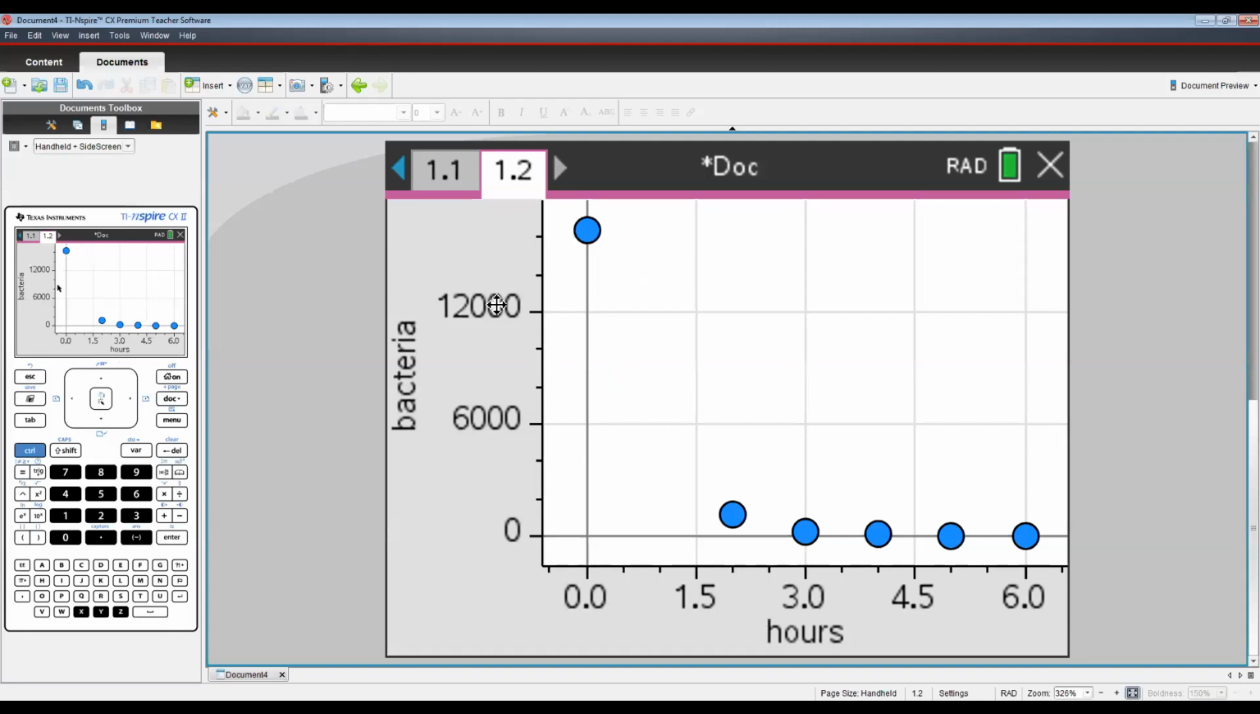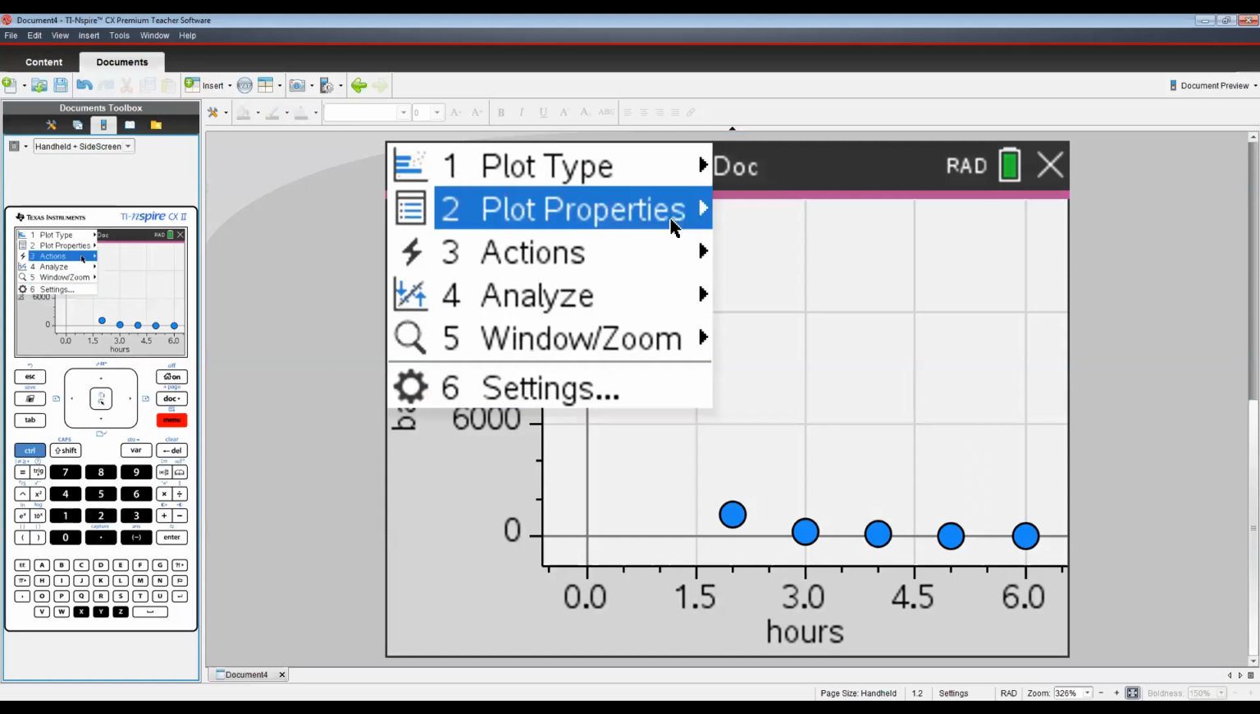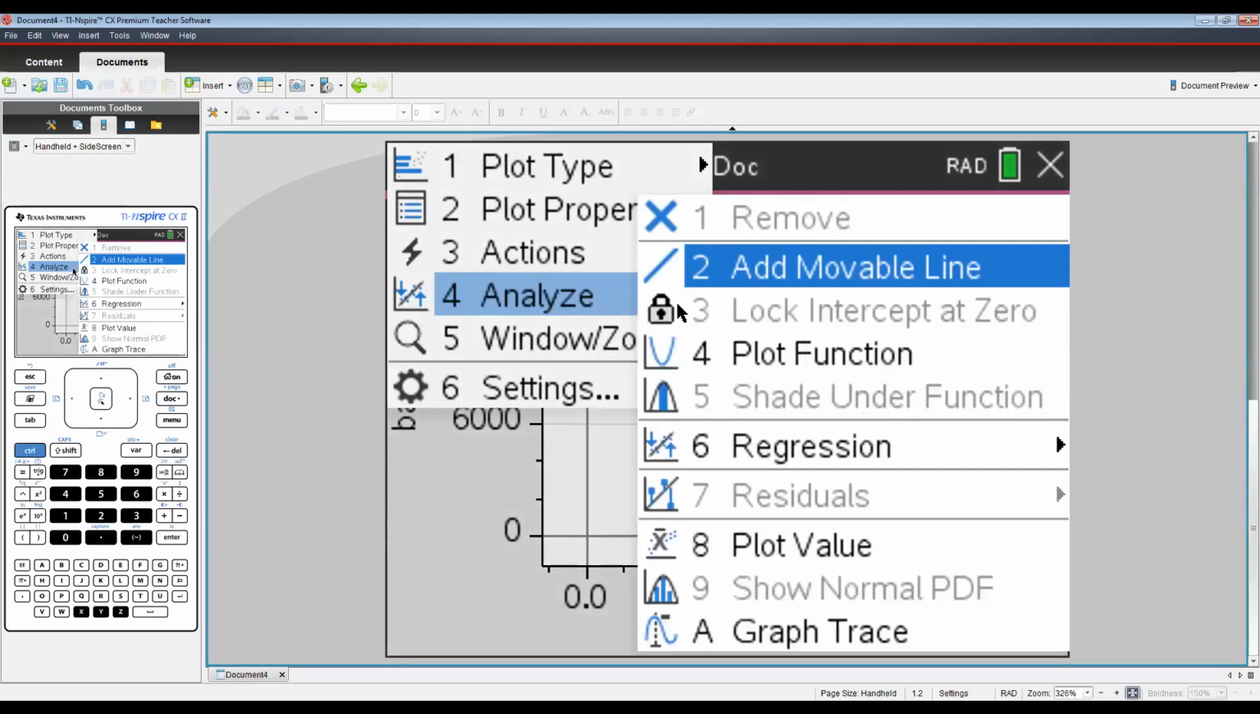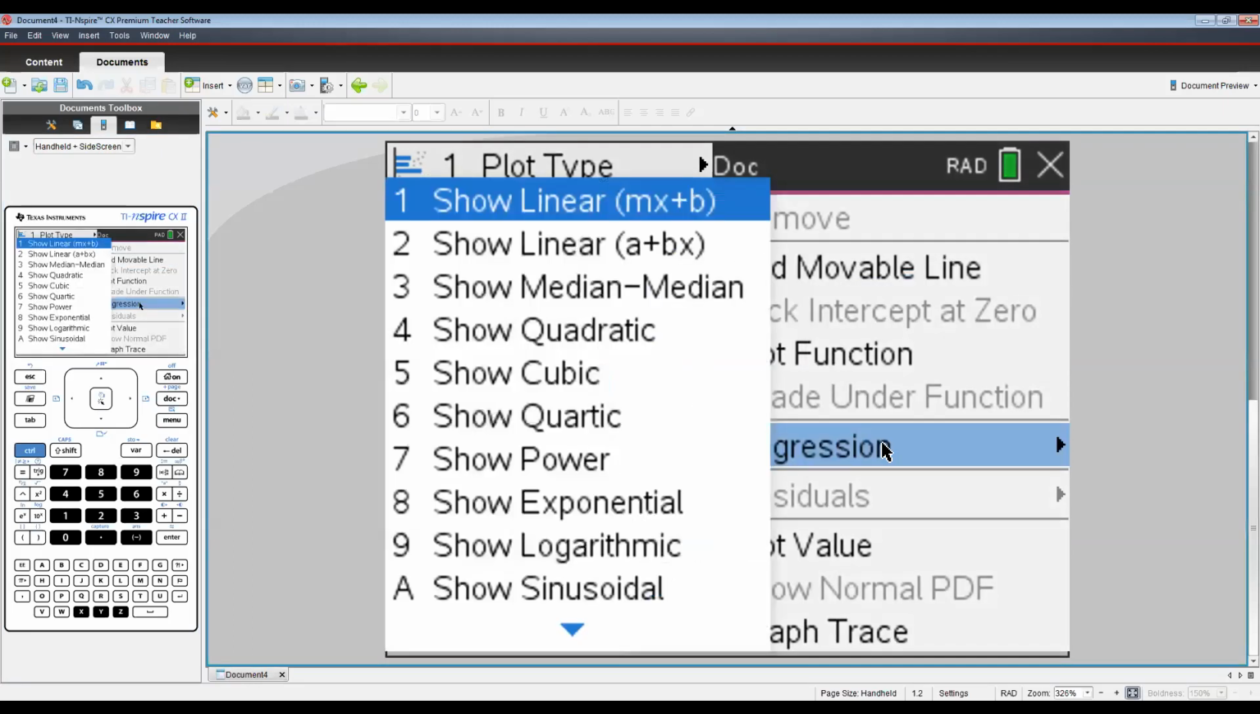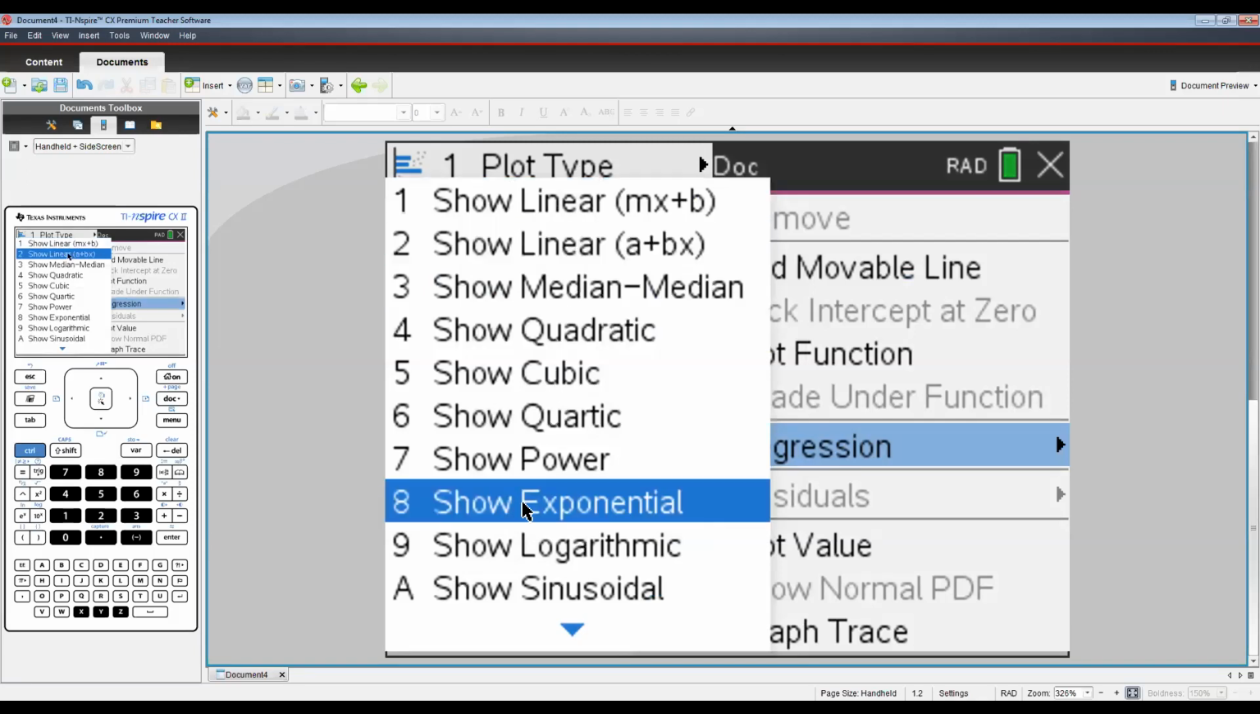So this definitely doesn't look linear, right? If I try to draw a straight line, I can draw a straight line like this that goes through most of the points, but then this point is way up there. So this definitely looks like an exponential, right? Just follow that mouse. That looks like an exponential decay curve. So if I go to menu, analyze, and then do regression, instead of show linear, I'm going to go all the way down here to number 8 and do show exponential.